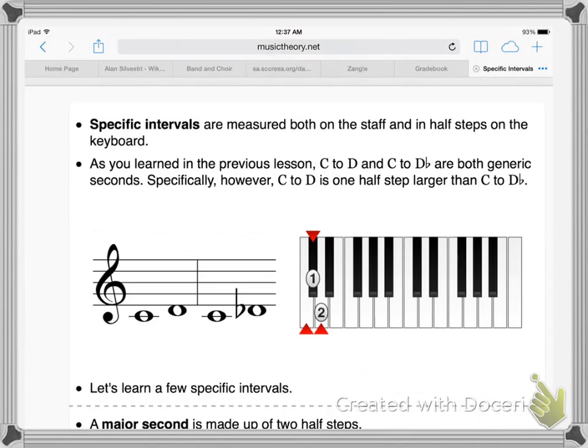Specific intervals, so that was generic, so now we're on to specific intervals, are measured both on the staff and in half steps on the keyboard. So as you learned in the previous lesson, C to D and C to D flat are both generic seconds. But specifically, C to D is a half step larger than C to D flat. Okay, so do we all remember that flats go a half step down, sharps go a half step up? All right, so obviously C to D flat is going to be a half step smaller than C to D. And they're going to show you this right here, okay?